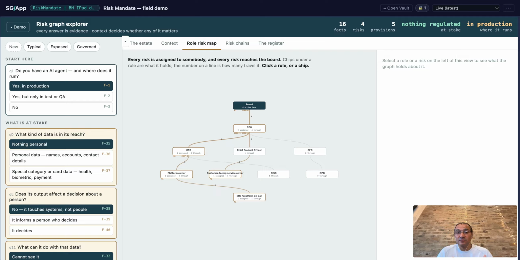But this is crazy powerful, because now we start to see the relationships, and we see that no risk becomes orphan, because every risk will flow upwards, and that's super important.